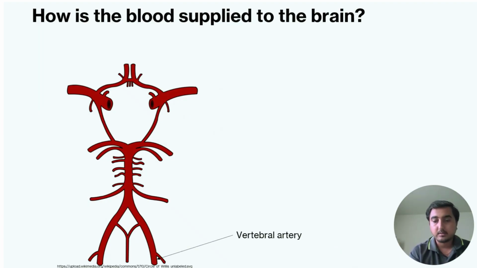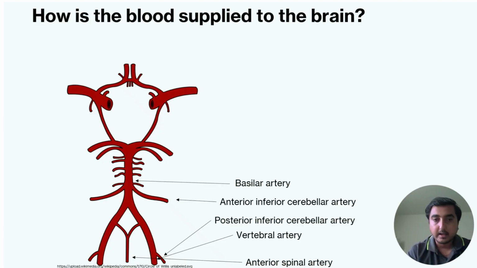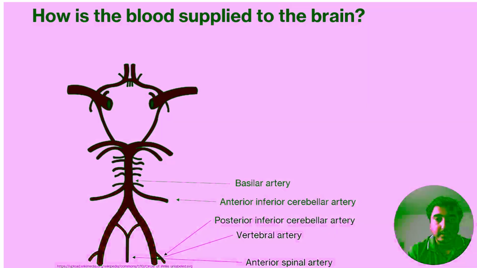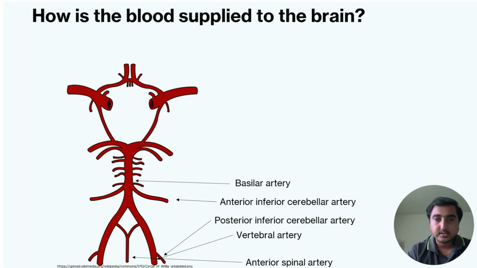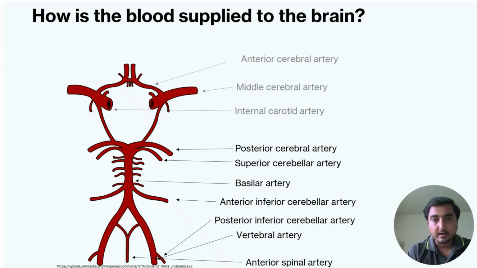the vertebral arteries are coming from below and combining together to form the basilar artery. The vertebral artery has a branch called the anterior spinal artery, and the other branch is the posterior inferior cerebellar artery, or the PICA. And the basilar artery has a branch called the anterior inferior cerebellar artery, or AICA. Then as the basilar artery is coming to an end, it gives off two branches, the posterior cerebral arteries. Just below the posterior cerebral arteries, we have the superior cerebellar artery.